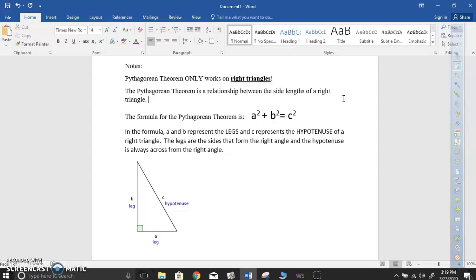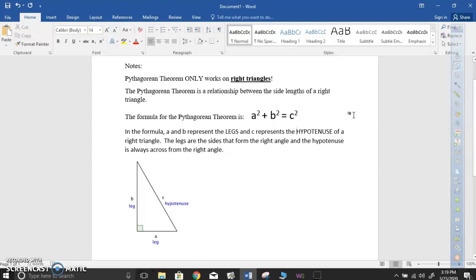The Pythagorean Theorem is a relationship between the side lengths of a right triangle. The formula, super important. You're going to need this formula. Okay, you need to know what it represents and how to use it. So you may want to write down that formula. That's the Pythagorean Theorem. You're going to need that all the way through Algebra 1.